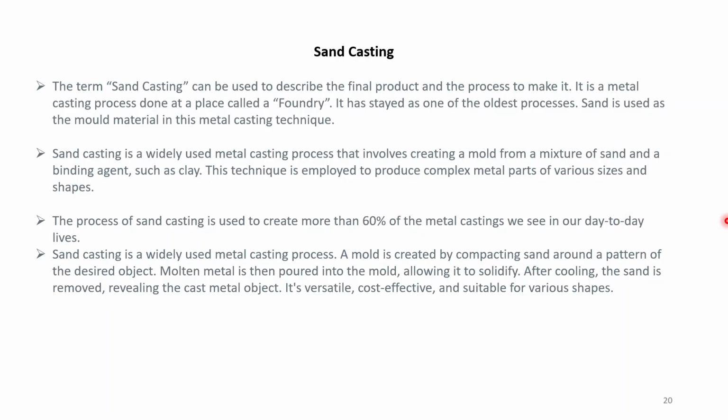Next is sand casting. The term sand casting can be used to describe the final product as well as the process to make it. It is a metal casting process which is done at a place called a foundry, and it has stayed as one of the oldest processes. Sand is used as a mold material in this metal casting technique.